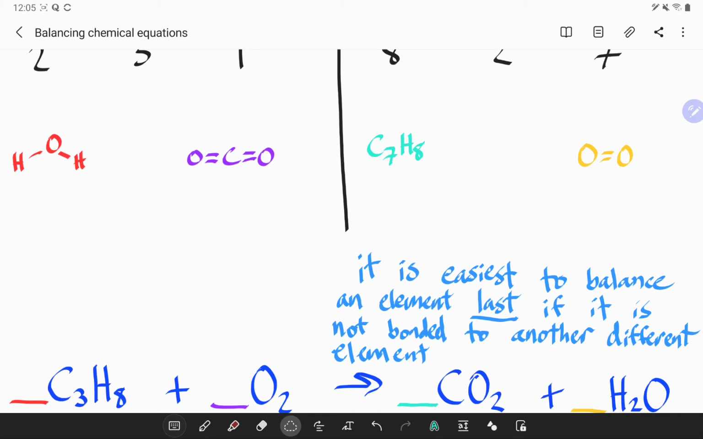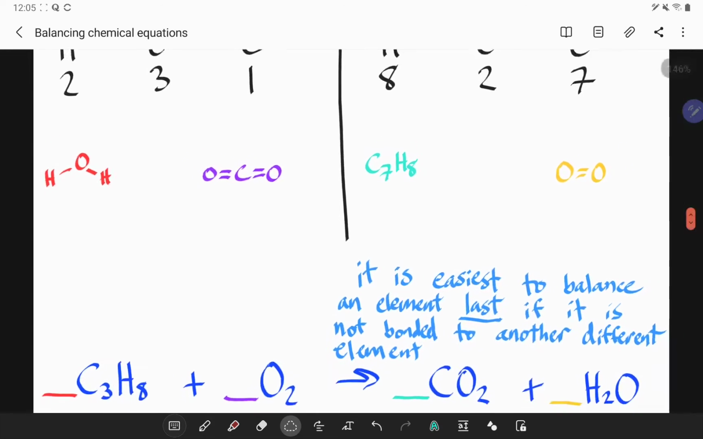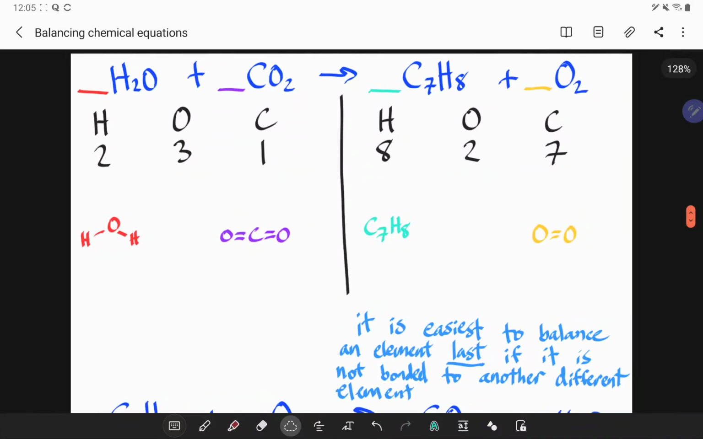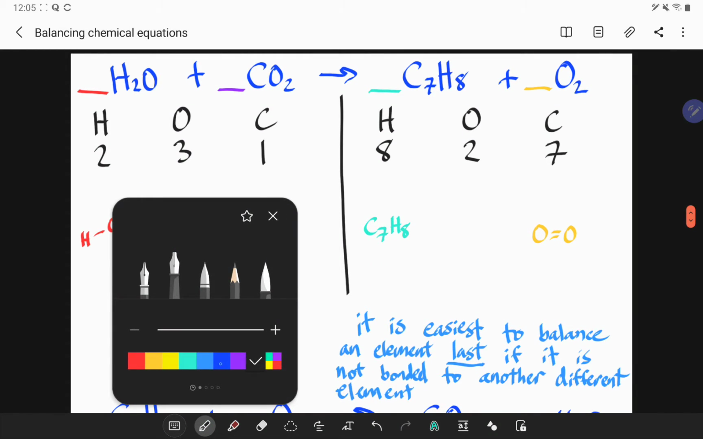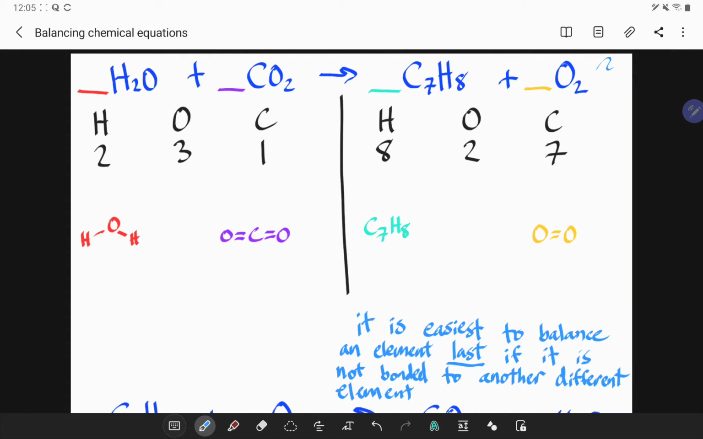All right, so it is easiest to balance an element last if it is not bonded to another different element. Let's make sure we know that we're referring to oxygen in this example. In this example, oxygen is going to be balanced last.